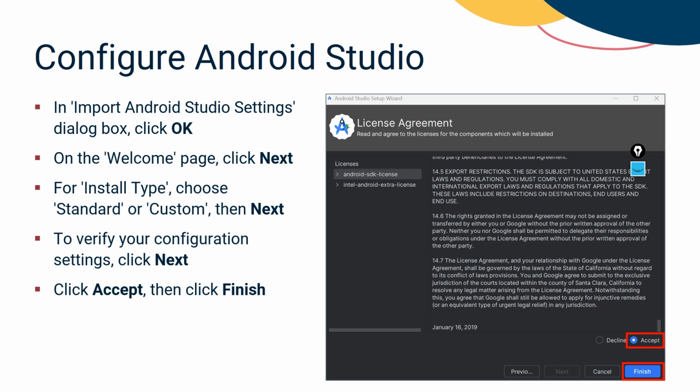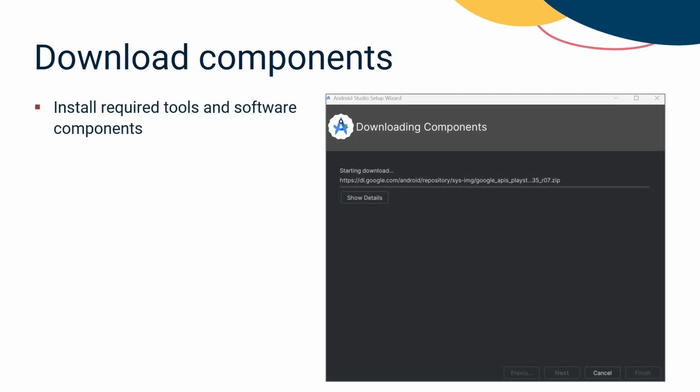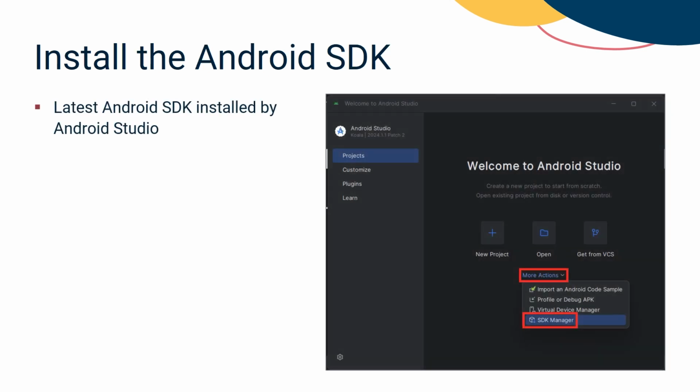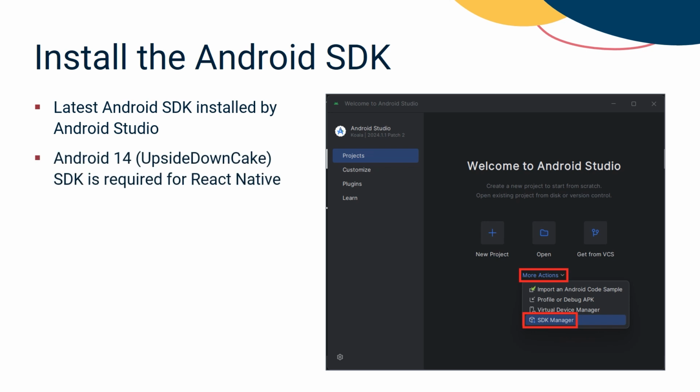After finishing the configuration of Android Studio, the installation process will start downloading the required tools and software components. During this process, you may be asked to allow the installation of some components. When that download process has been completed, click Finish. Android Studio will now be installed and it will automatically launch. Android Studio installs the latest Android SDK by default. Building a React Native app with native code, however, requires the Android 14 Upside Down Cake SDK in particular. Additional Android SDKs can be installed through the SDK Manager in Android Studio.